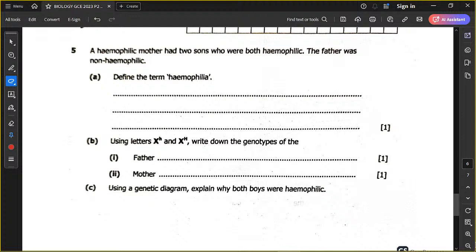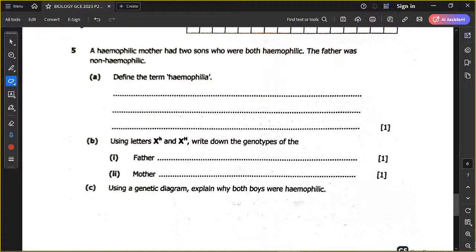So the question is, define the term hemophilia. Hemophilia is related to blood. What happens if someone has hemophilia? Blood clotting becomes slow. That person will have difficulties with their blood clotting. So that person has the condition called hemophilia. How can we define hemophilia? Hemophilia is a genetic disease.